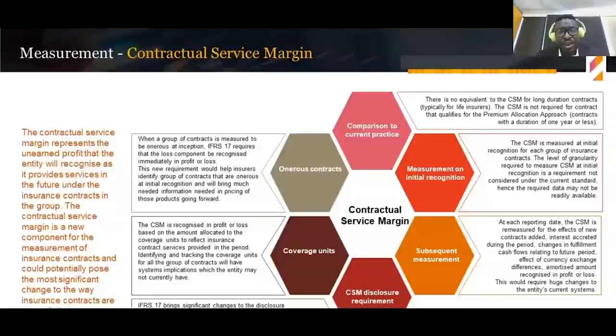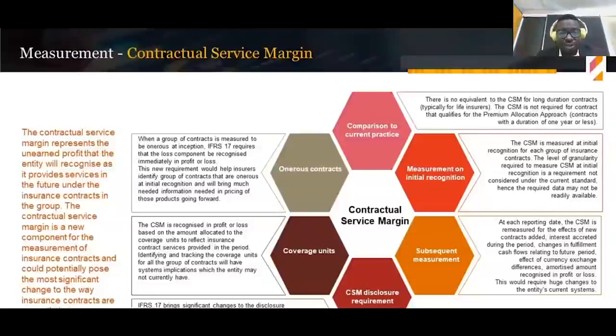There's also the area around the disclosure on your CSM, so we'll talk about that under disclosure. There's a lot of analysis to do with the changes in your CSM, which you now need to start considering, which we were not considering previously.